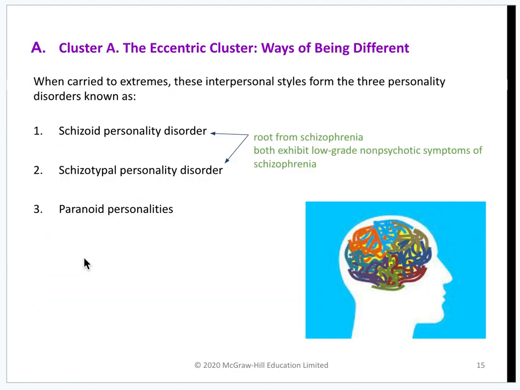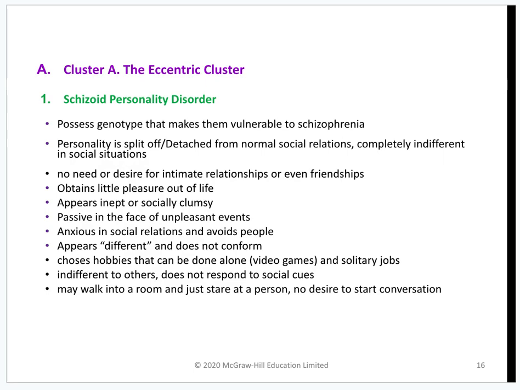The first one, schizoid, has zero interest in being around other people at all. They have no desire for intimate relationships or friendships. They just don't want to be around people. Personality is split off from social relations, completely indifferent in social situations. Passive in the face of unpleasant events. They're just blah. There's just nothing there.